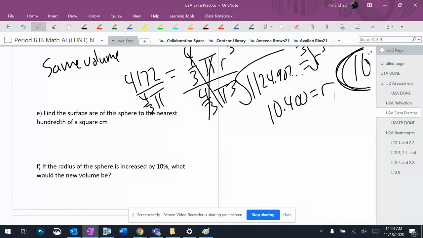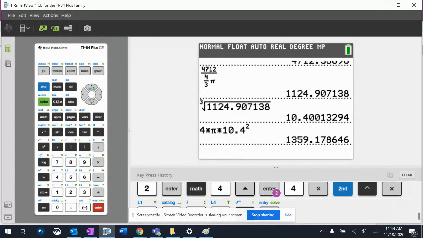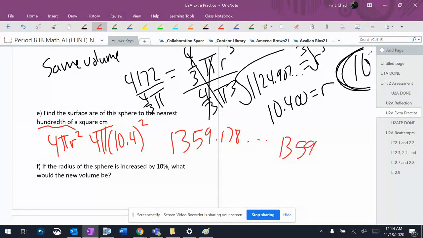All right, next thing says find the surface area of the sphere to the nearest hundredth. Well, the surface area is 4 pi r squared, which is 4 times pi times 10.4 squared, which is 1359.178. It says nearest hundredth, so 1359.18.